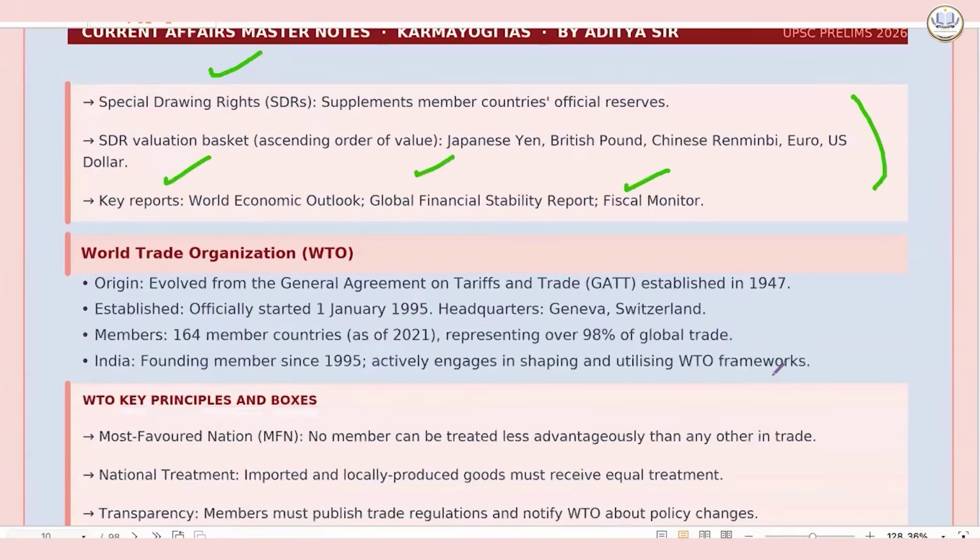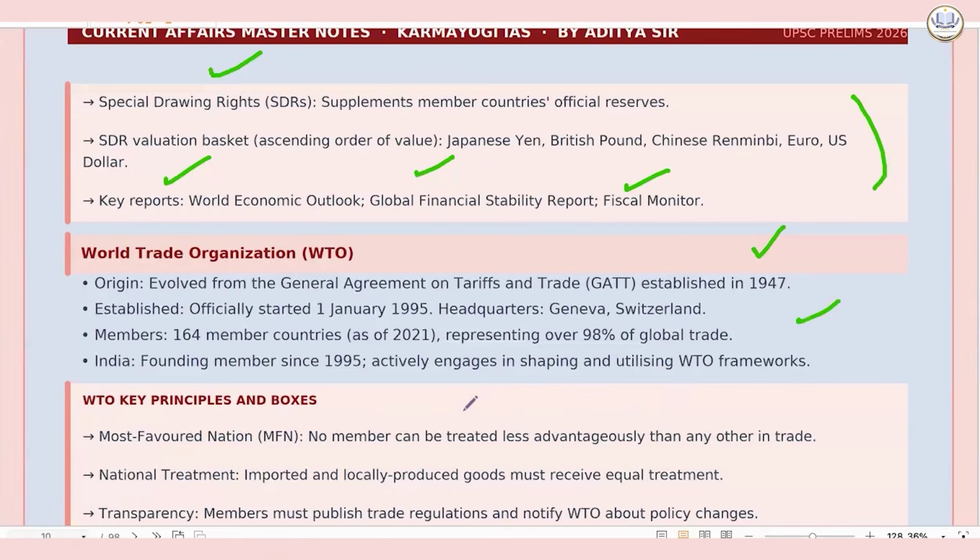Then we have the World Trade Organization, that is WTO. It evolved from the General Agreement on Tariffs and Trade. Previously, there was GATT, which was established in 1947. The current organization started in 1995. Headquarters is Geneva, Switzerland, and the member countries keep increasing and decreasing as well. As of 2021, there were 164 member countries, and I think it still stands at 164. However, these things are not important for examination.